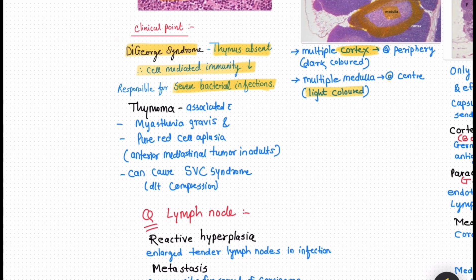Then what is thymoma? Thymoma is associated with myasthenia gravis and pure red cell aplasia. Anterior mediastinal tumor in adults can cause superior vena cava syndrome due to compression. Okay, so thymoma is nothing but a mass which is because of overgrowth of thymus gland. And it is associated with myasthenia gravis and pure red cell aplasia. And when the tumor outgrows, it gets bigger in size, and therefore it can compress the vessel surrounding it, which is the superior vena cava. Therefore, it can also cause superior vena cava syndrome.